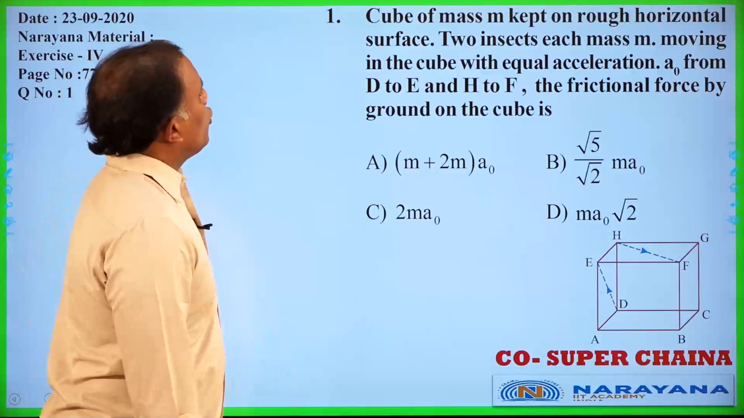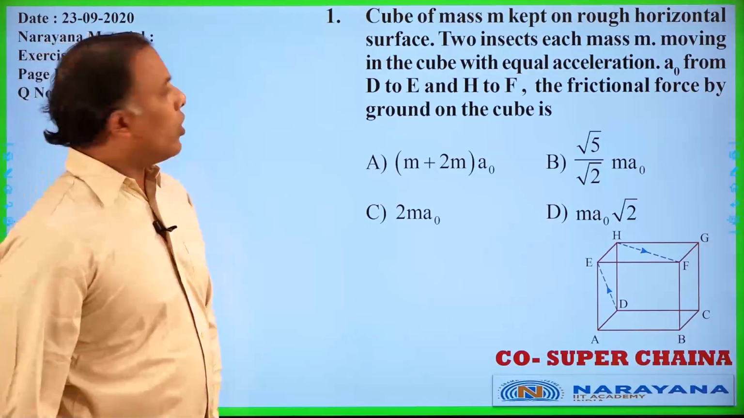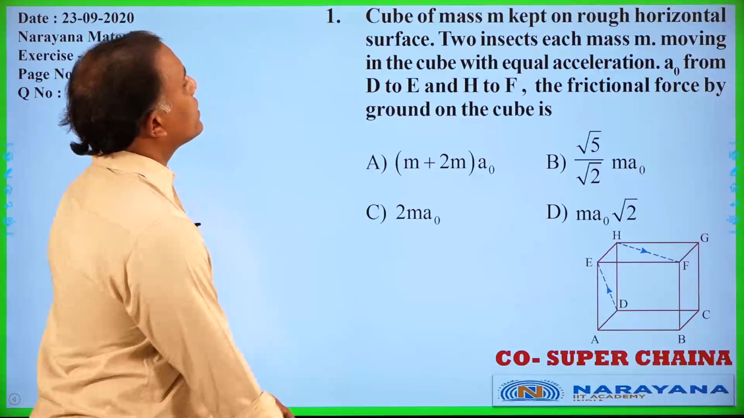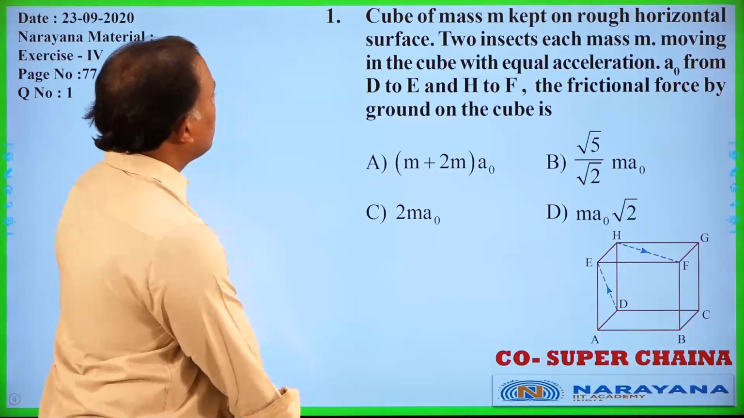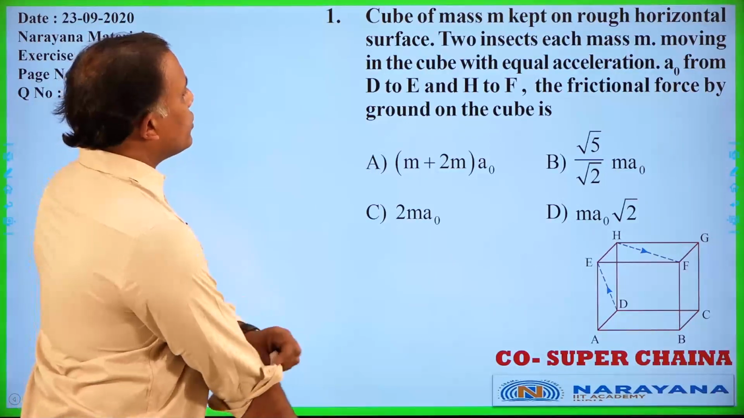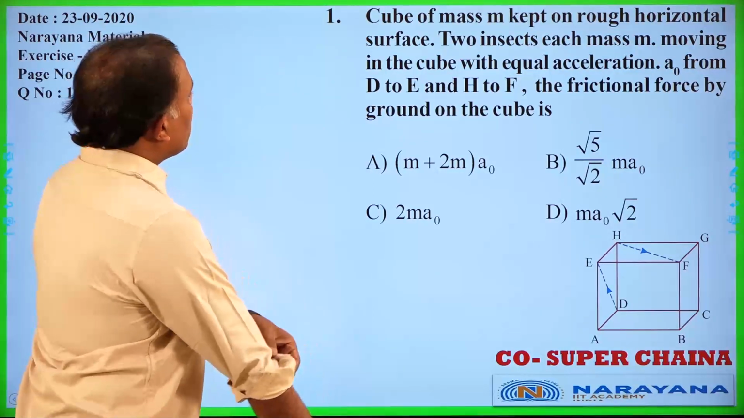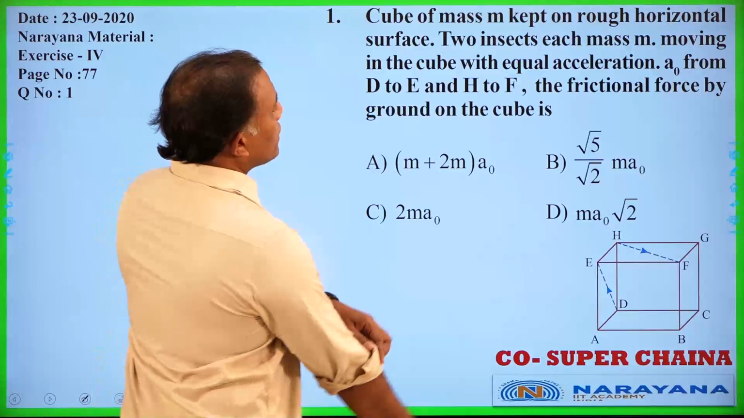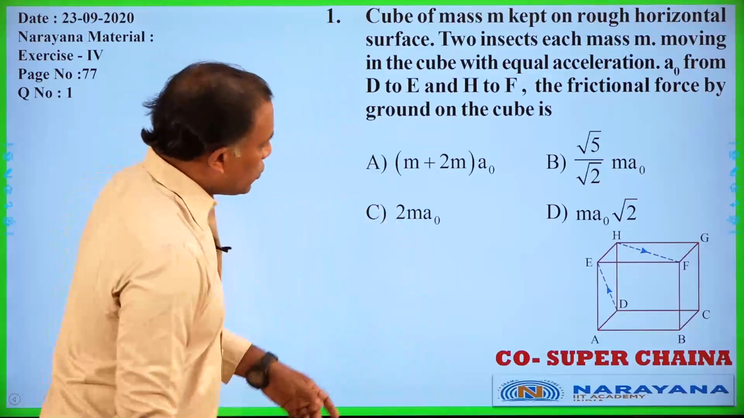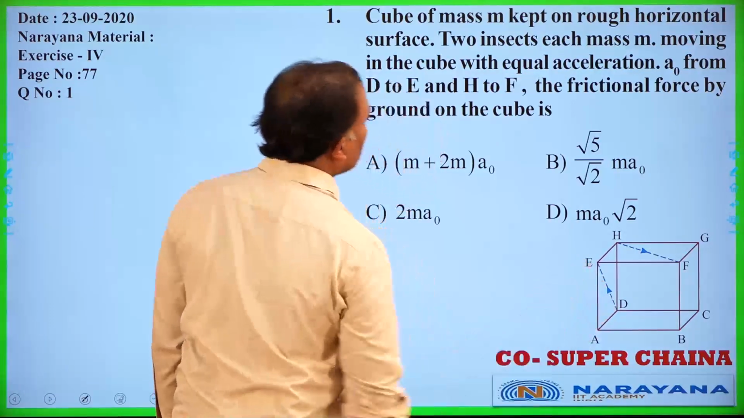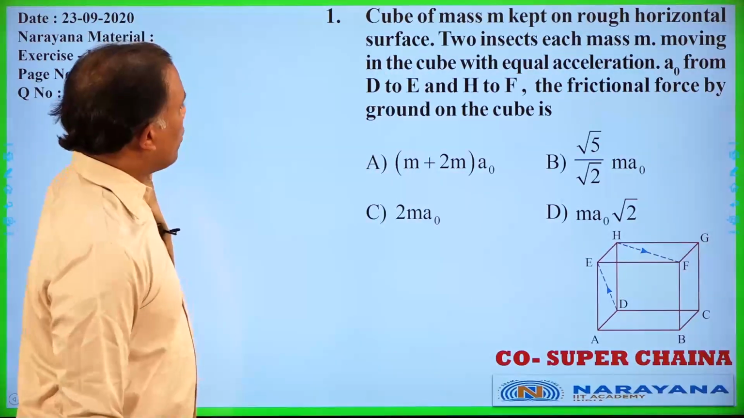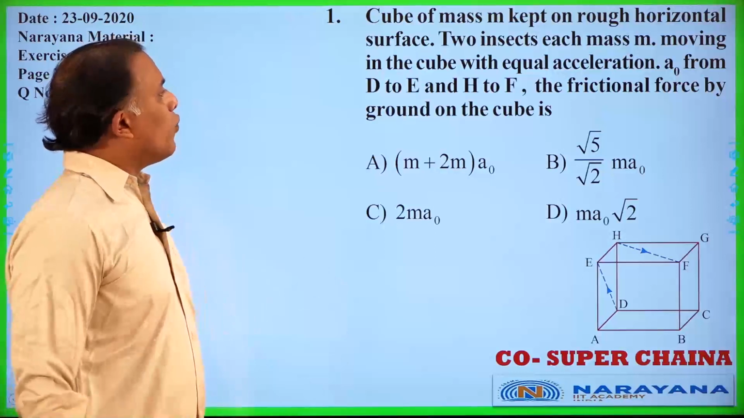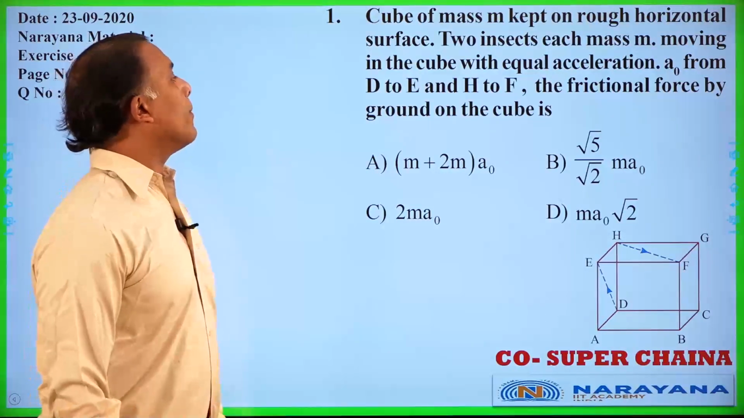A cube of mass m is kept on a rough horizontal surface, and two insects each of mass m are moving on the cube with equal accelerations a0, from D to E and then H to F. Then what is the frictional force on the ground by the cube?